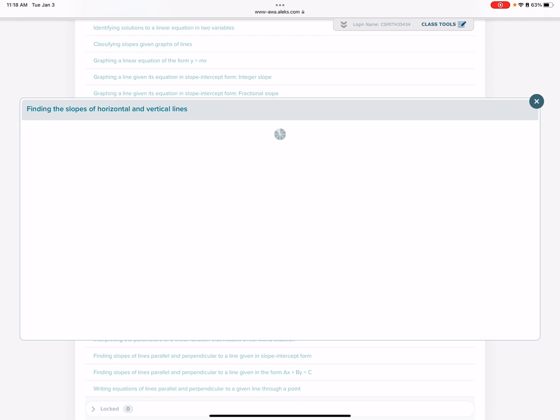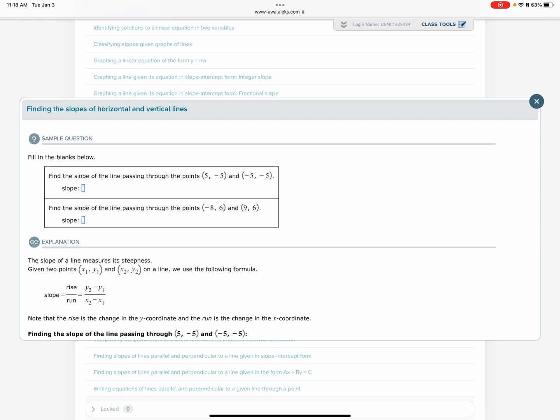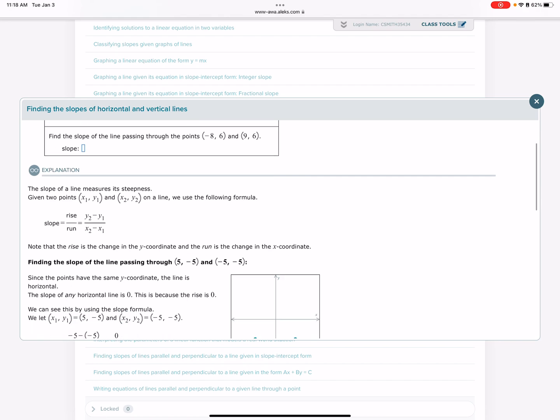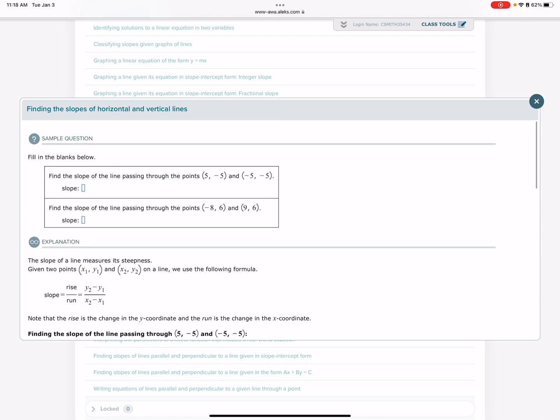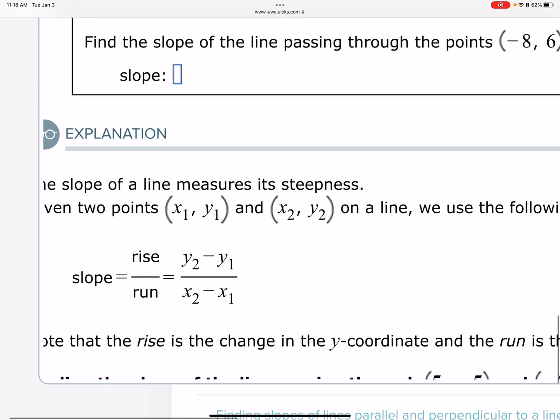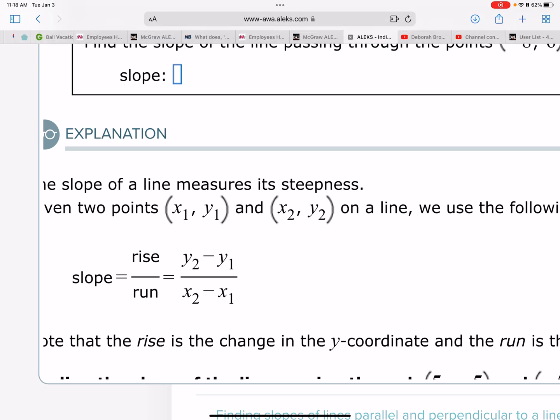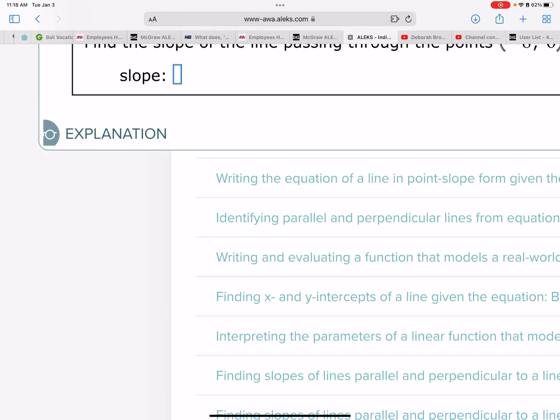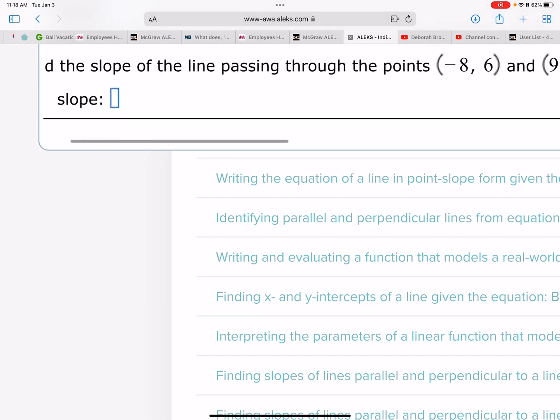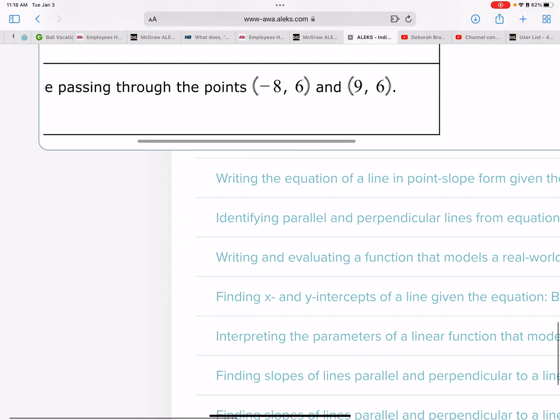Finding slopes of horizontal and vertical lines. Well, we already know what the slope of a horizontal and vertical line is. So this one here, it doesn't tell you it's a horizontal or vertical line. It's just going to become obvious to you as you find the slope. So the equation here to find the slope is y2 minus y1 over x2 minus x1. Let me just do a quick explanation of what that means because it's not a difficult equation. It just sometimes becomes difficult the way it's explained.